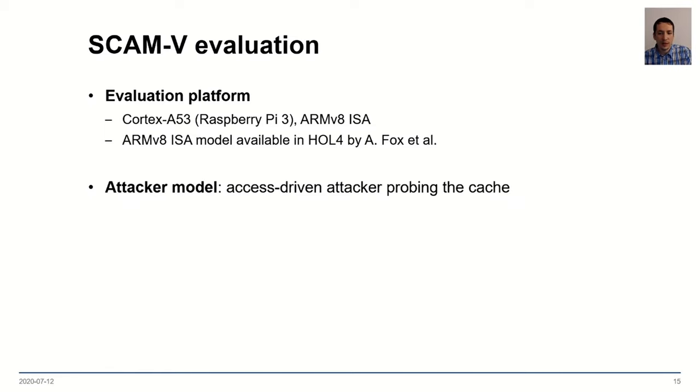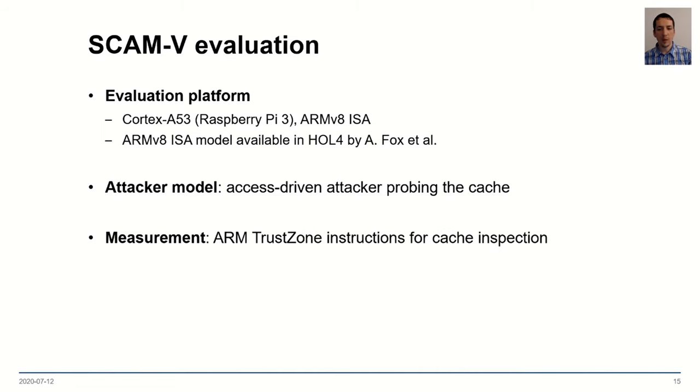When it comes to the attacker model, we do not consider timing channels, but rather access-driven attackers that are probing the cache state with attacks like prime and probe or flush and reload. These measure cache occupation indirectly with the help of line evictions, and for this reason carrying out such attacks can be tedious and time-consuming. Therefore, our implementation relies on special debug instructions in the processor to probe the cache.